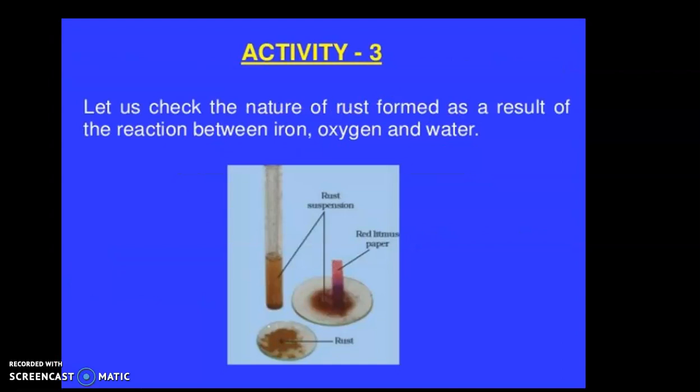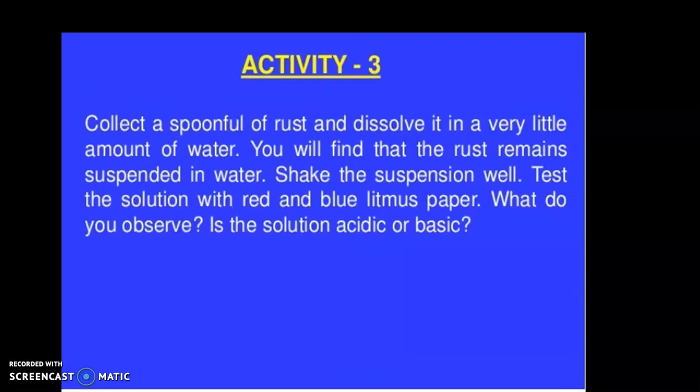The first activity is to check the nature of rust formed as a result of the reaction between iron, oxygen and water. Collect a spoonful of rust and dissolve it in a very little amount of water, and you will find that the rust remains suspended in water. Shake the suspension well and test the solution with red and blue litmus paper. What do you observe? Is the solution acidic or basic in nature?